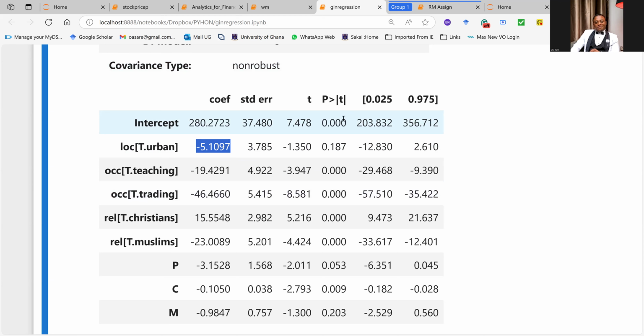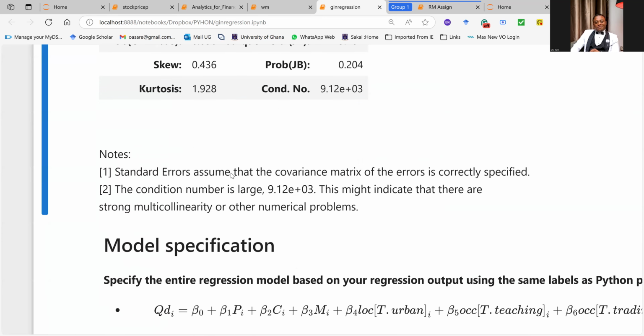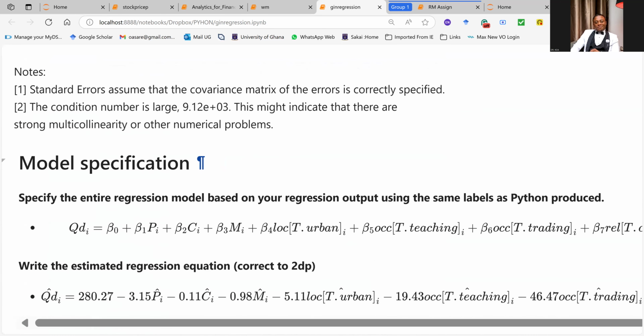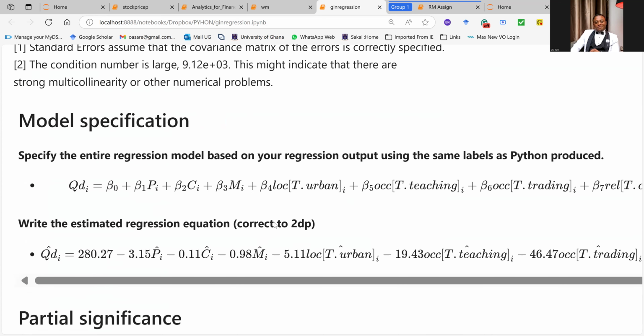Negative 5.11. Okay, so you do the same thing for the rest, and finally, you're able to get this final work. So this is your final estimated regression equation. It's very important you do this well because you use this for prediction later. So if it is wrong, your prediction question, which is 13 marks, will be wrong. Okay. So these are the top questions that I've asked you here.